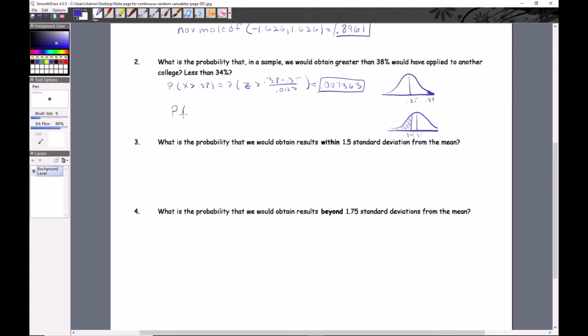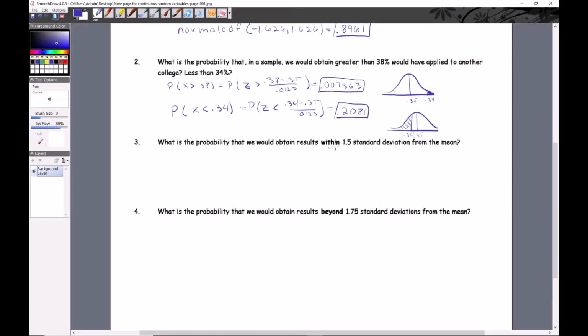This is the probability for the second one that x is less than 0.34. And so that'll be the probability that z is less than 0.34 minus 0.35 over 0.0123. And I'll just give you this one just to save time, 0.2081. So almost 21% of your area is going to be the proportion that you're looking for. All right? So now, the last two.